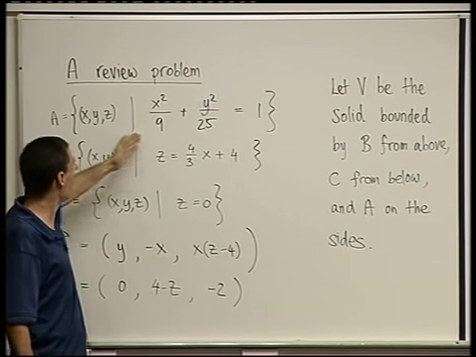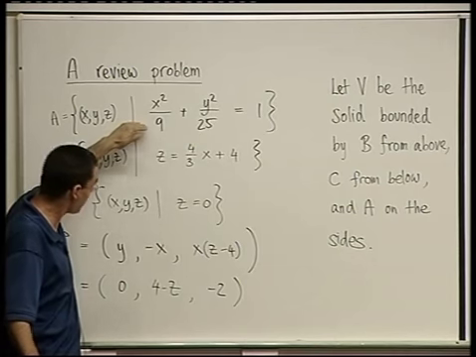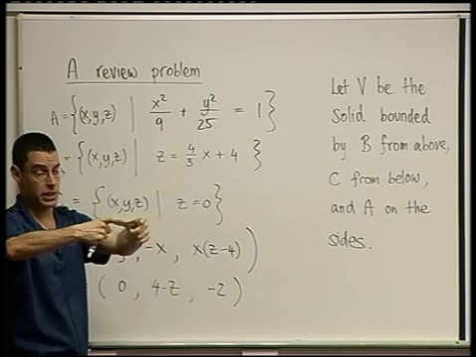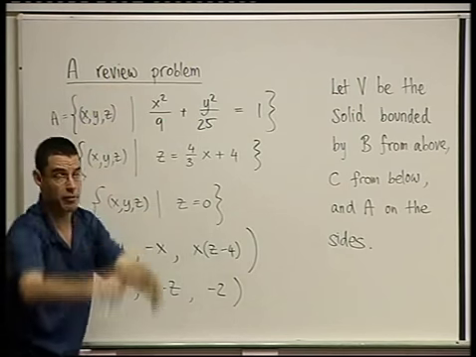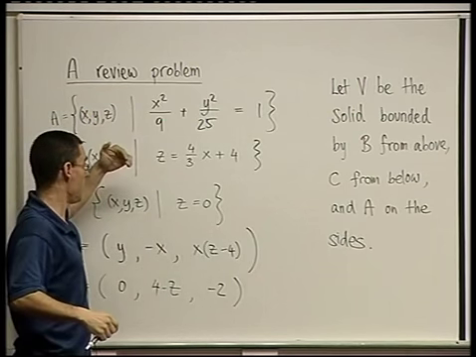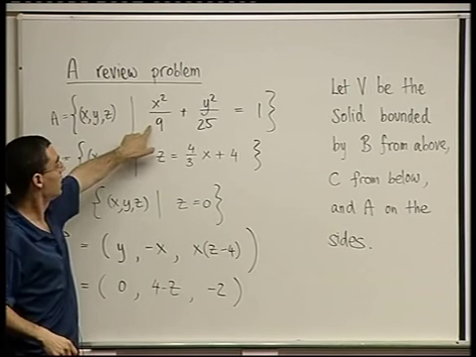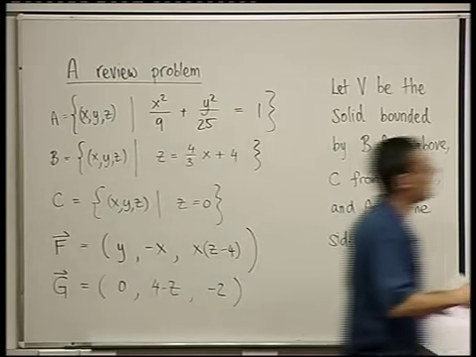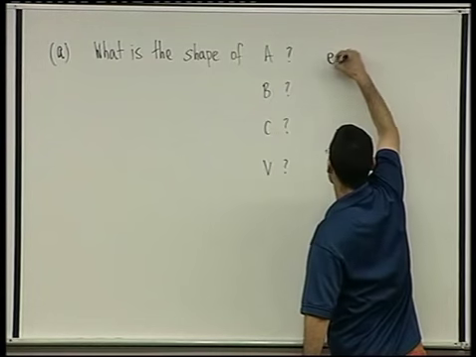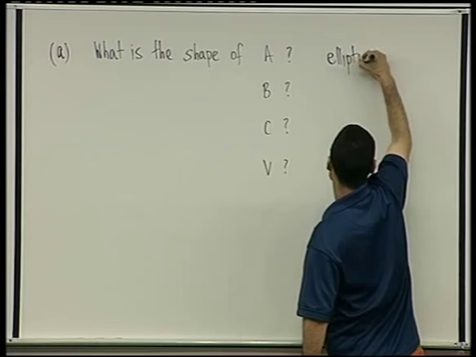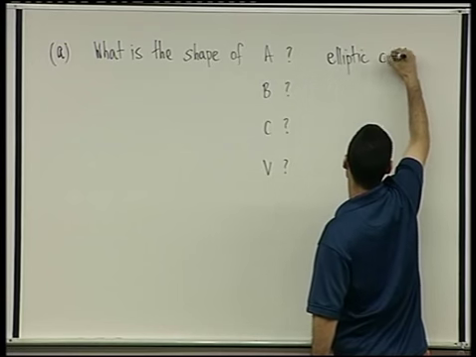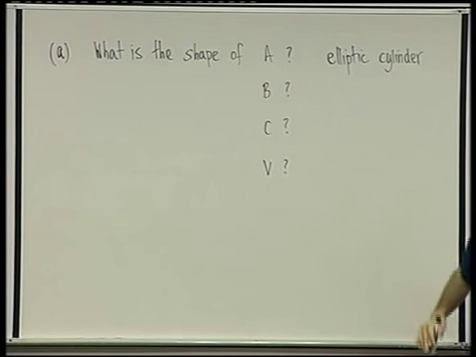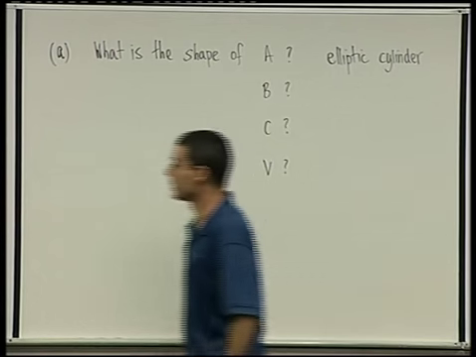So for every z, we're looking at all the points x, y, z, that the x and the y satisfy this, right? So for every z, we have an ellipse. This is obviously an ellipse. And that ellipse is sitting in every z. So it's an elliptic cylinder, that's A. Do you agree? So let's write that. A is an elliptic cylinder. Good?